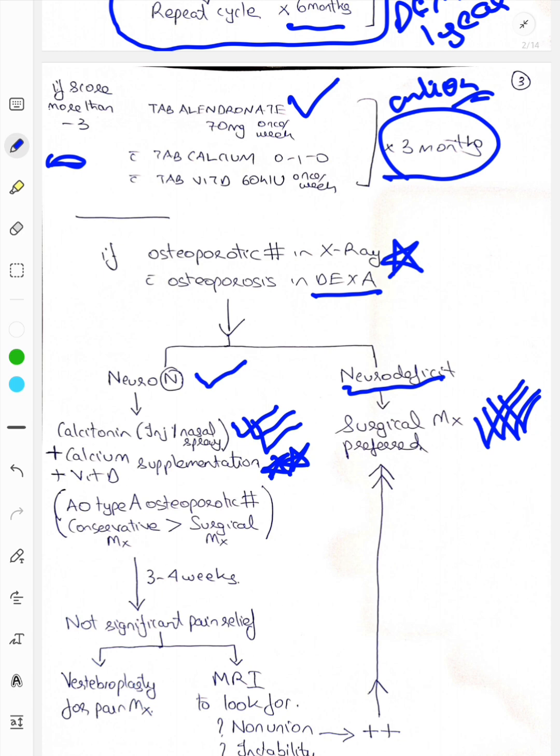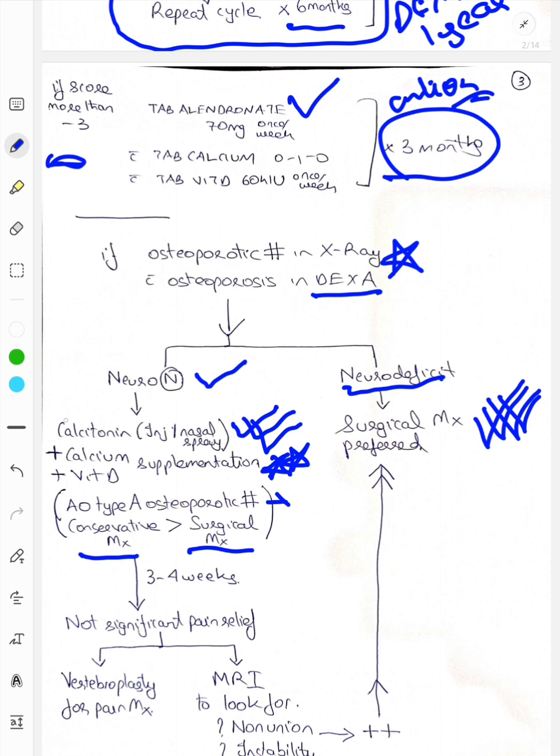And if the osteoporotic fracture has a normal neuro and is AO type A, you can go for conservative management over surgical management. So this was the picture when neuro is normal and an osteoporotic fracture is there. You can go for calcitonin, calcium and vitamin D supplementation. So conservative advice over surgical, that also depends on the surgeon. Now, you might also directly go for a vertebroplasty, that depends, right?